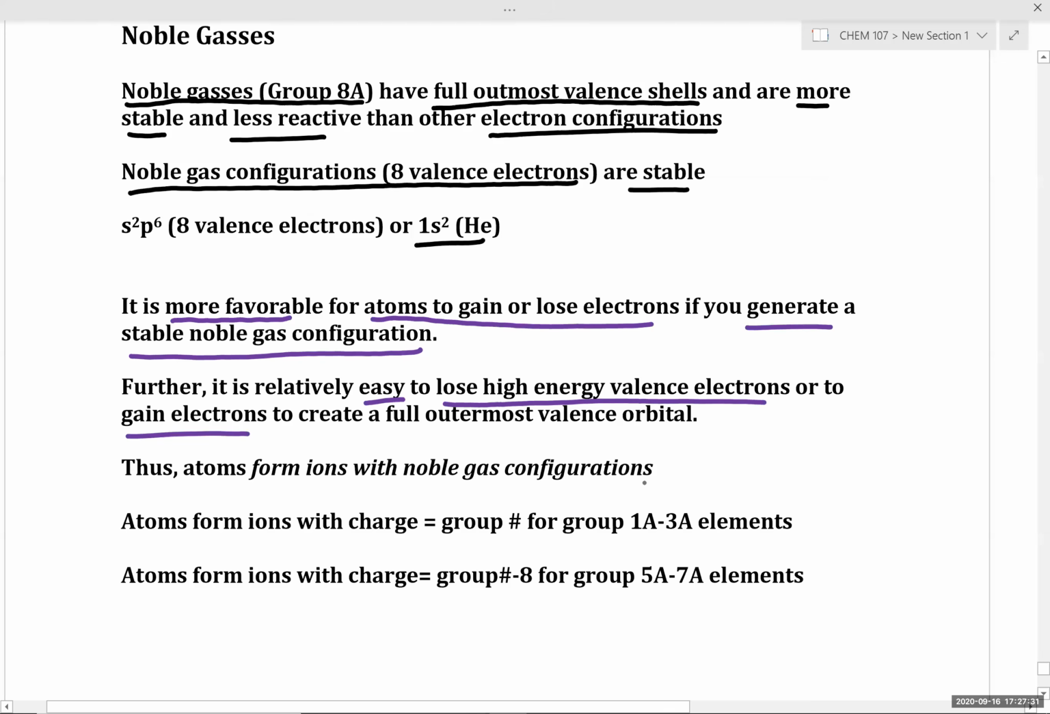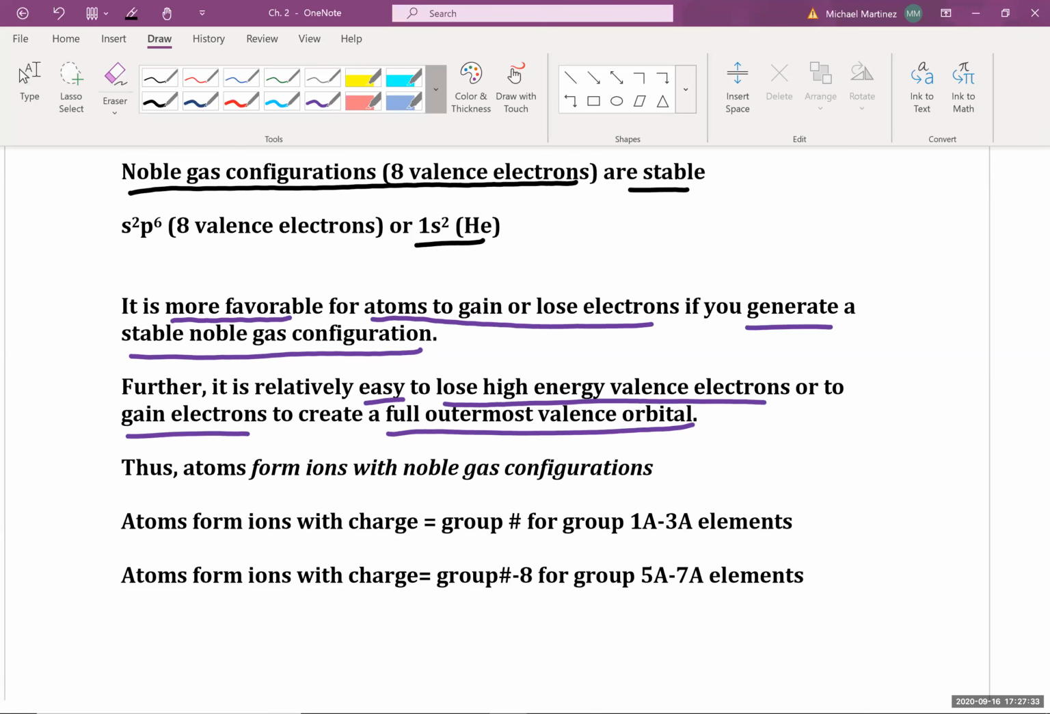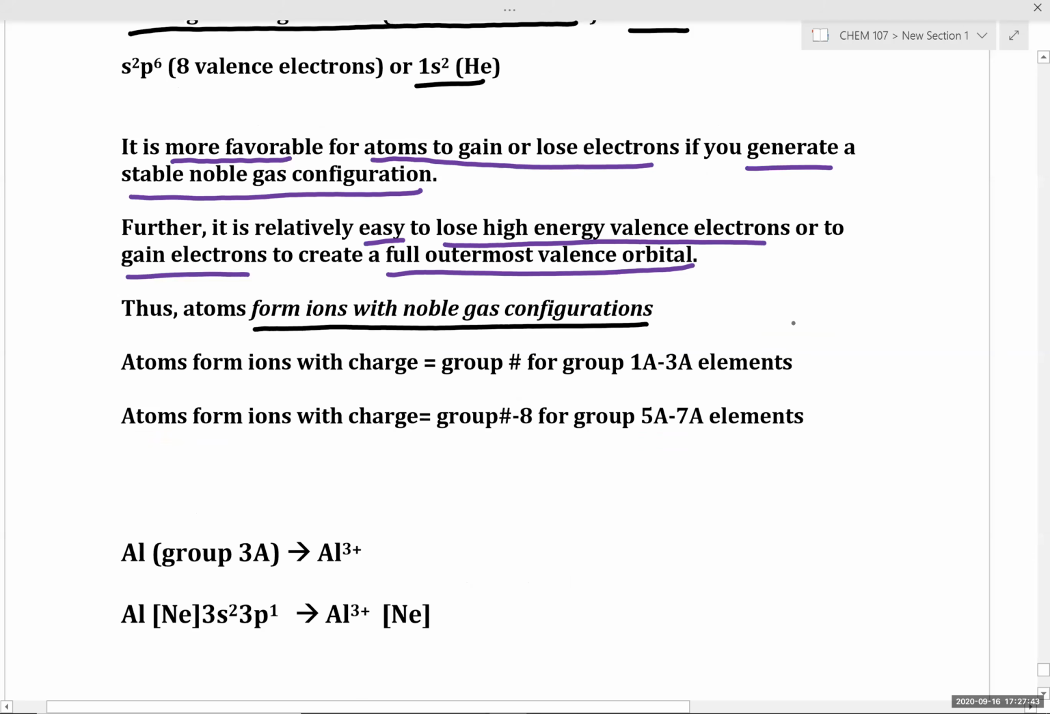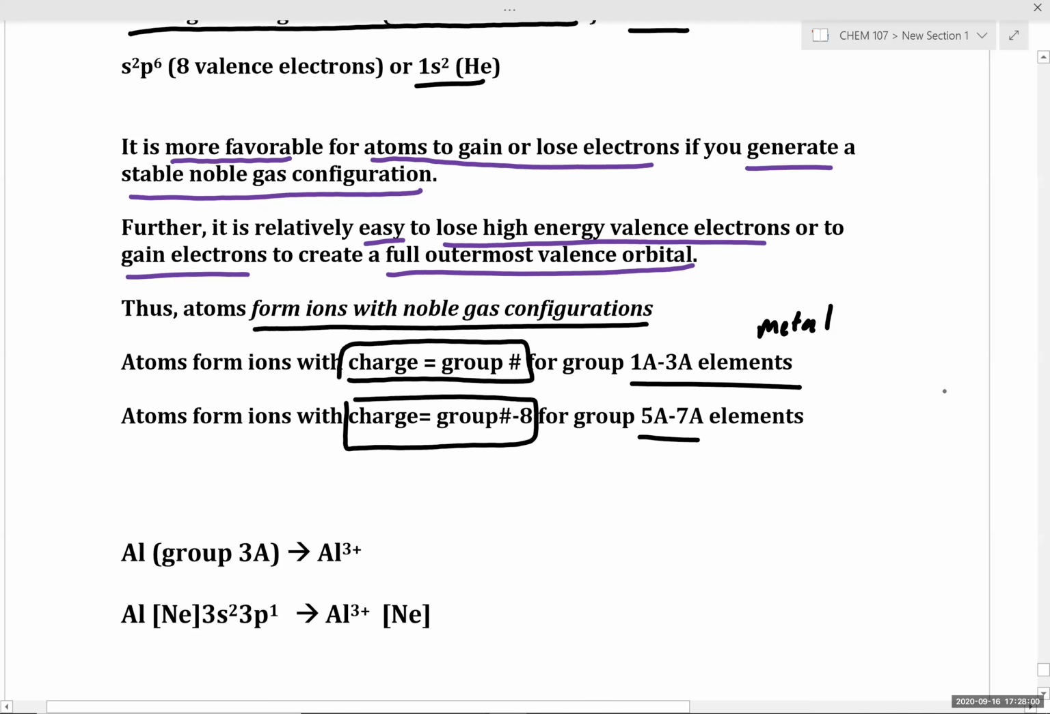And as a result, atoms will prefer to form ions with their charge equal to the group number if it's a 1A through 3A element, in other words, if it's a metal. While atoms will prefer to form ions with charge equal to the group number minus 8 if they are non-metals. Essentially, we're trying to reach the closest noble gas configuration.